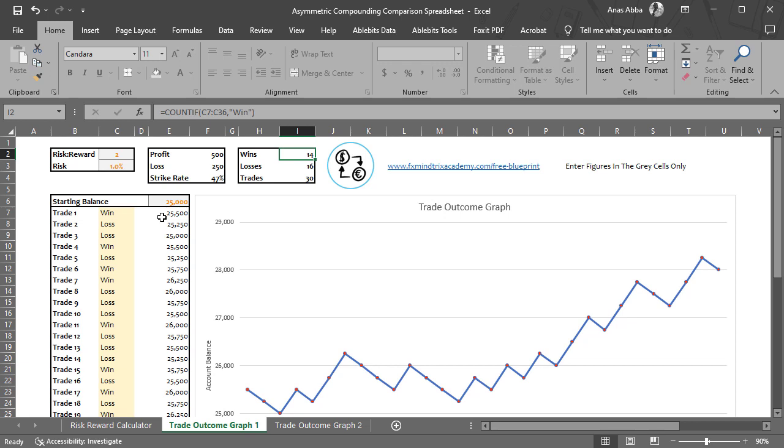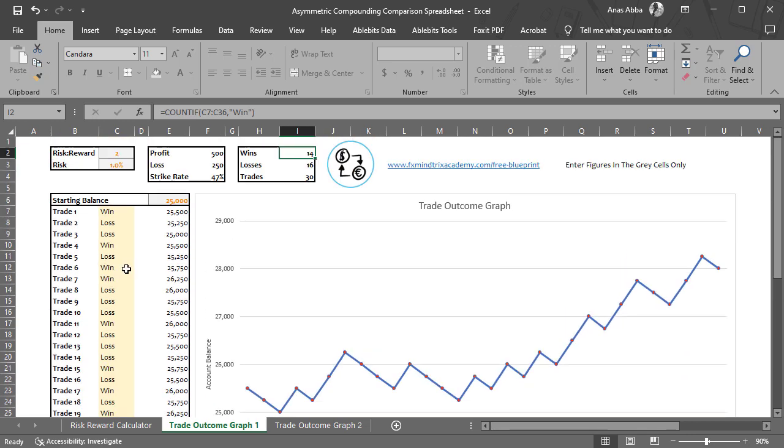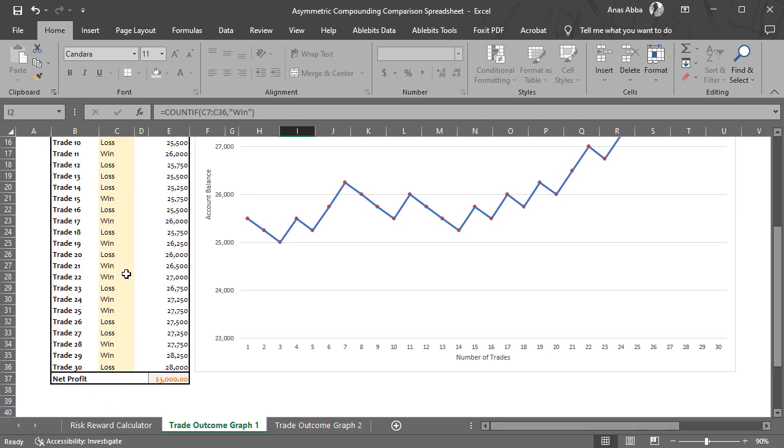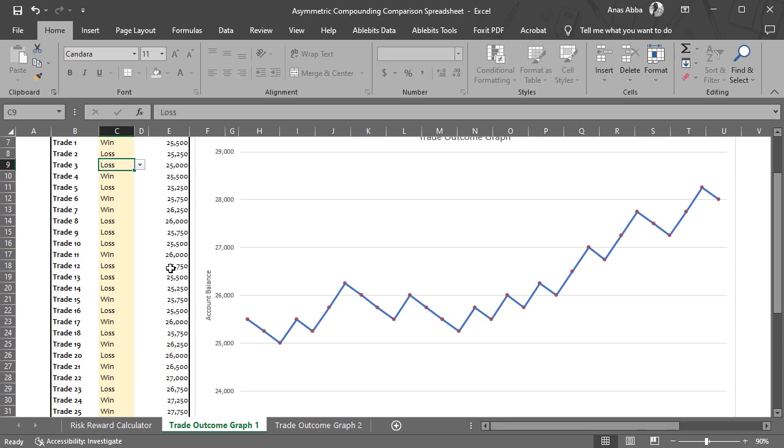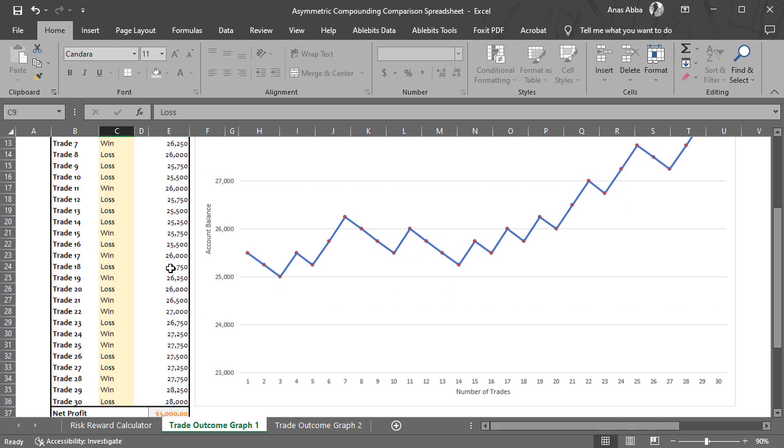Now, there's no asymmetric compounding here. So it's fixed. When you win or you lose a trade, it doesn't matter. You're only risking $250 per trade. Now, here's what the outcome of these trades is going to look like, okay? Let's say the first trade you took was a winning trade, the second was a loss, the third was a loss. And because it's not asymmetric compounding, you're not changing anything. You're always risking $250 per trade.